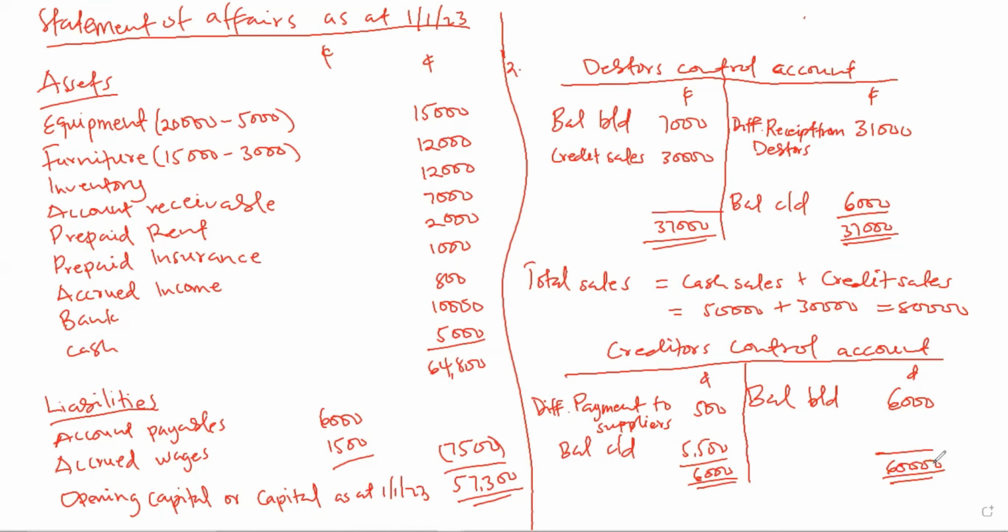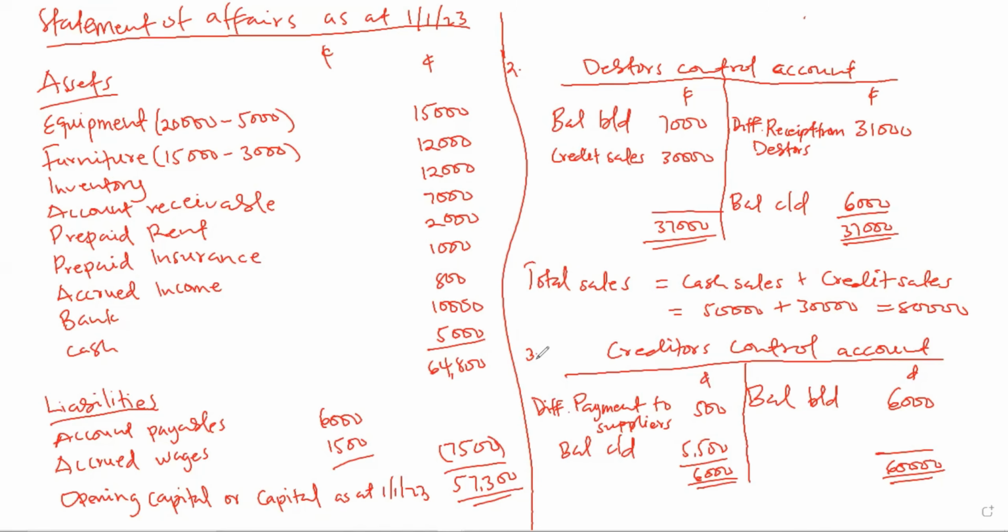Just like the debtors control account, where the difference is on the credit side, we see receipt from debtors or cash. That's the same way the difference comes to the debit side on the creditors control account. We see it is payment to suppliers, cash has been paid to suppliers. The control account, that is where we find it. So if there is any difference, since we already have balance carried down there, we name it as payment to suppliers.